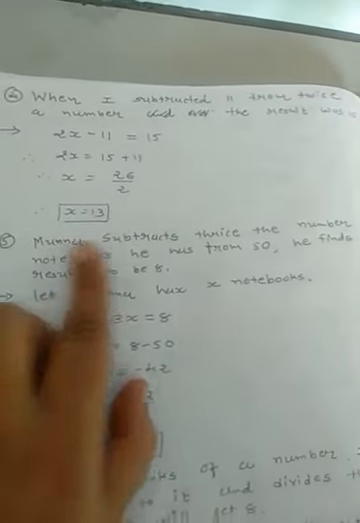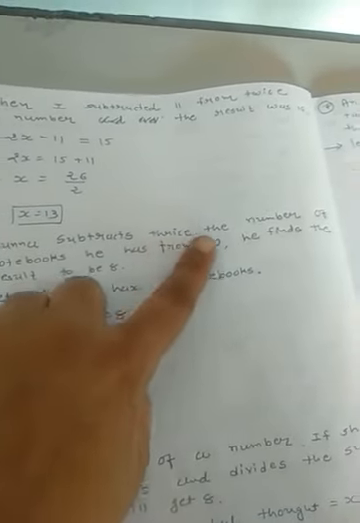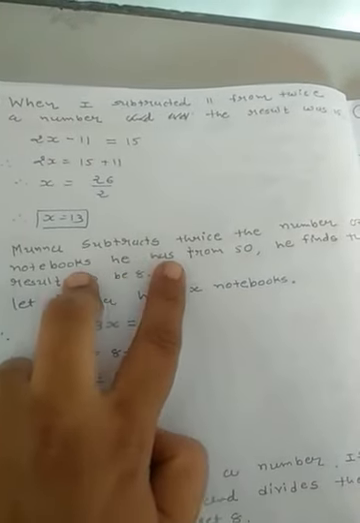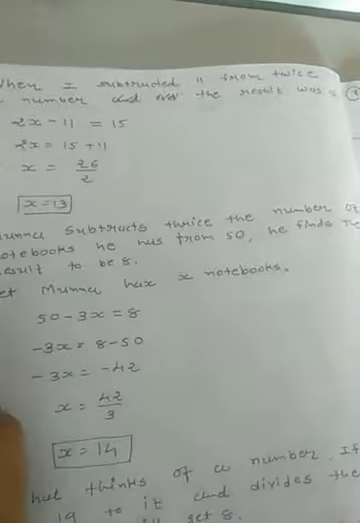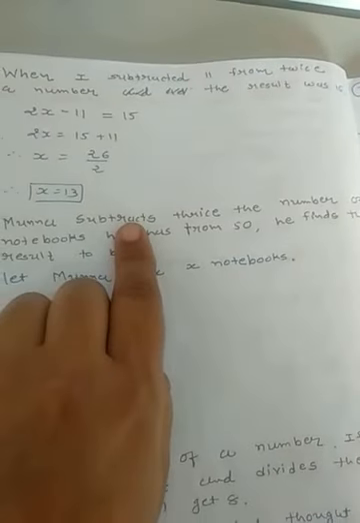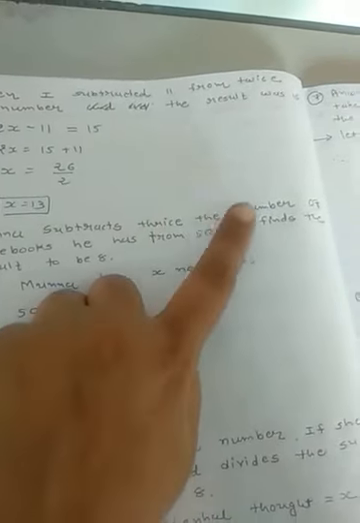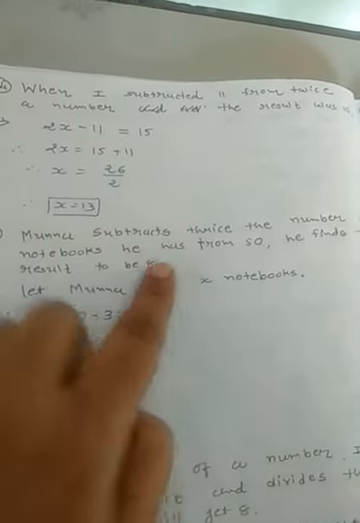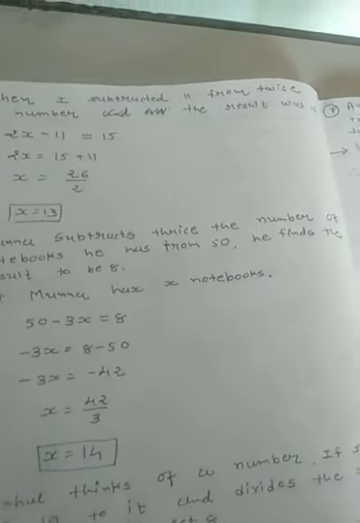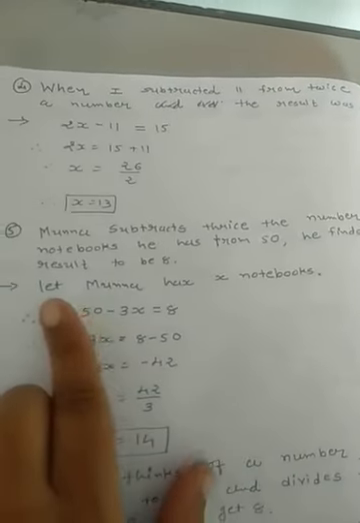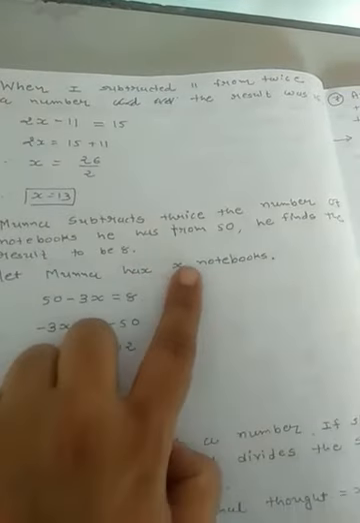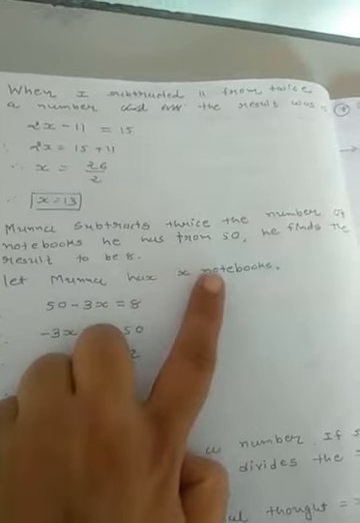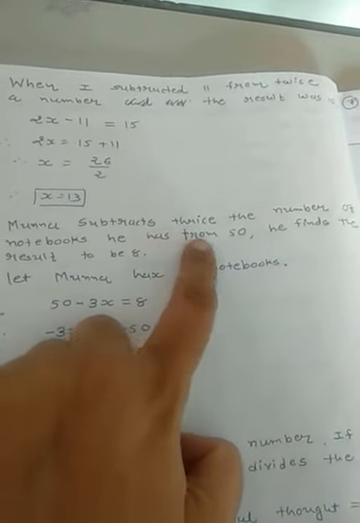Next, Munna subtracts thrice the number of notebooks he has from 50. Again read. Munna subtracts thrice the number of notebooks he has. So we will assume let Munna has x notebooks. Okay, and what he is doing? Thrice of this he subtracts from 50.